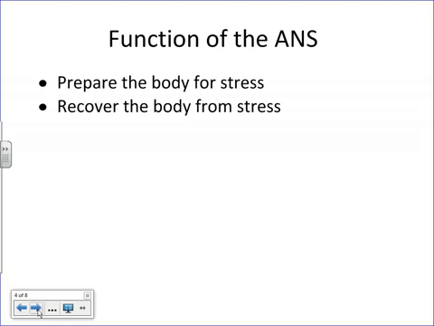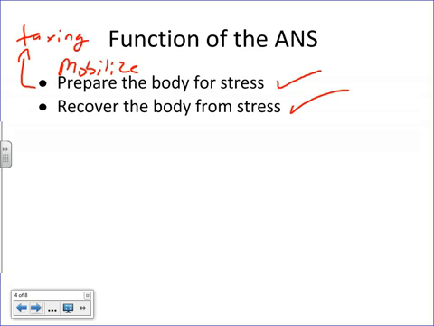And it does this by using two different divisions, to prepare the body for stress and to recover from stress. We could say also mobilize the body for stress, and essentially to allow us to recover from that, because responding to stress, especially extreme stress, is very taxing on our physiology. I mean, you guys can understand this.